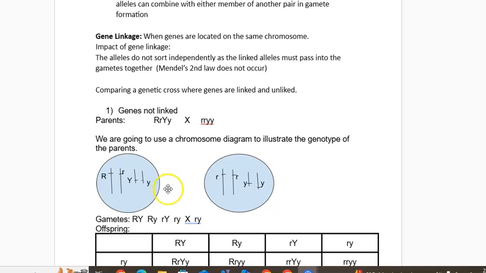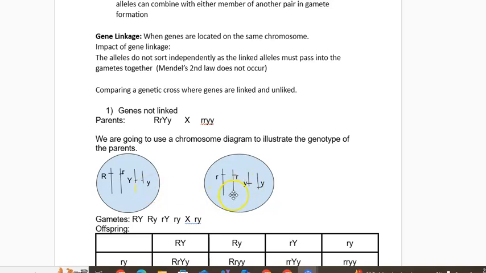Now, for this, I'm going to draw what we call a chromosome diagram, just showing little lines to show the chromosomes. So in this case, the genes are not linked. So the genes for seed shape are on different chromosomes to the genes for seed color. Okay, so we see here we have both heterozygous for both of the traits, and here we have homozygous recessive for both of the traits. So when we look at the gametes, we could have the capital R with the capital Y, or the capital R with the small y, small r with the small y, or the small r with the capital Y, or the small r with the small y.